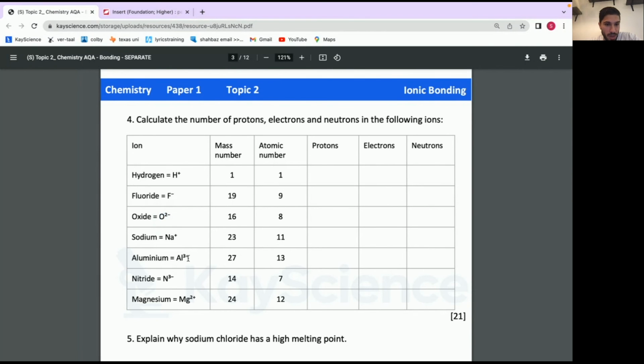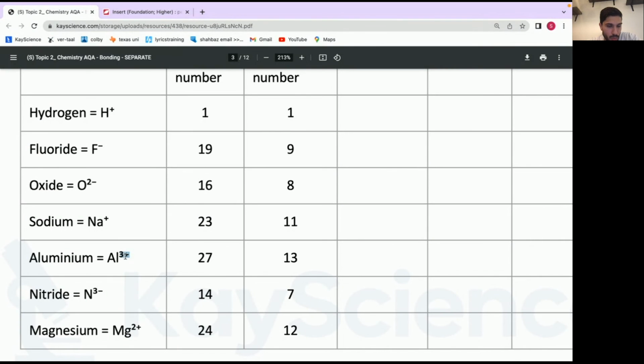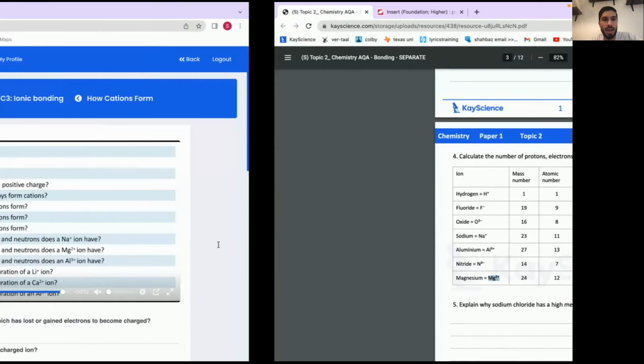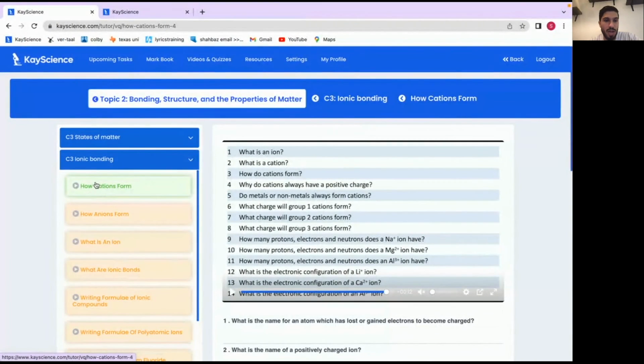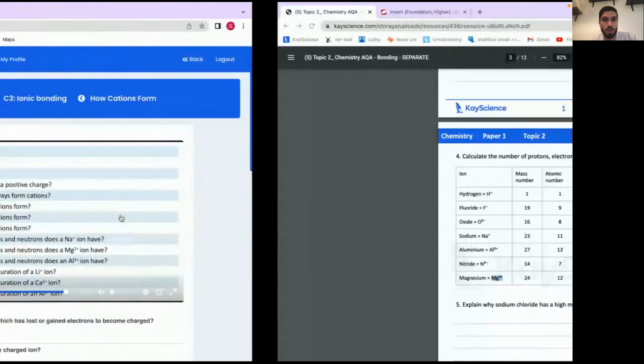For example, aluminium, I can straight away see there are going to be 3 more protons than electrons. This means 3 electrons would have been lost. A nitride ion, 3 electrons have been gained because the charge is 3 minus. Magnesium ion, 2 electrons have been lost because the charge is 2 plus. If you didn't understand that, can you please watch these videos, how cations form and how anions form? That will take you through it in more detail. I don't want to spend too long on that.